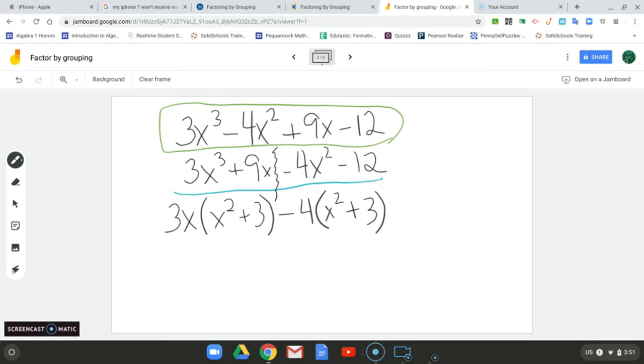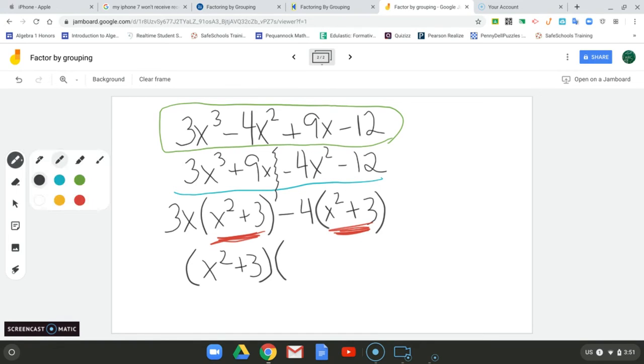So now when we write out our factors, again, you should be able to see that what's in the parentheses here is the same as what's in the parentheses here. Which again, is always that good sign, that good feeling like, yep, I'm doing this right. So here goes our x squared plus 3. And then everything else that's not in the parentheses, as you can see, we have the 3x here and the negative 4. That's going to be our second factor.